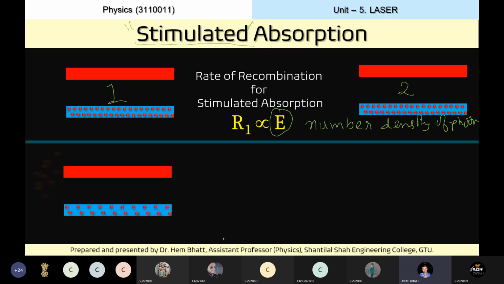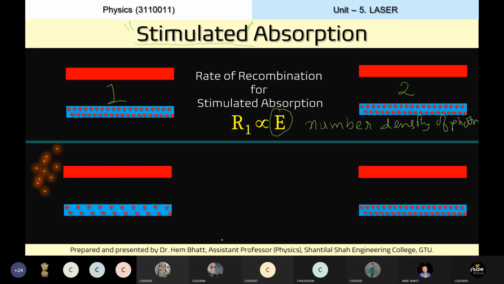Now look at the figures again. What difference do you find in 3 and 4?